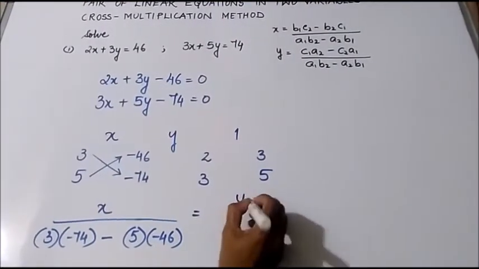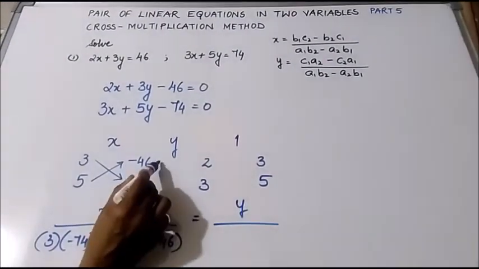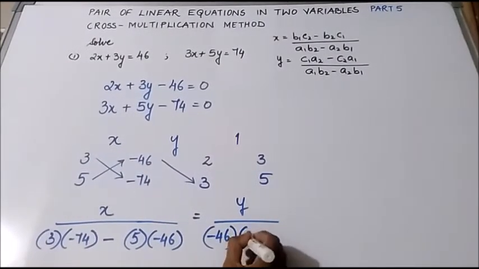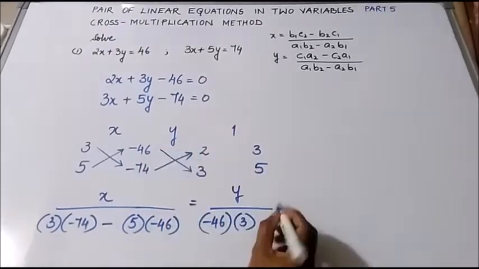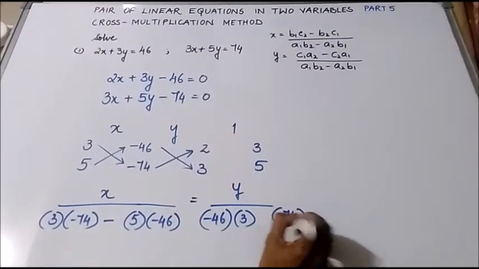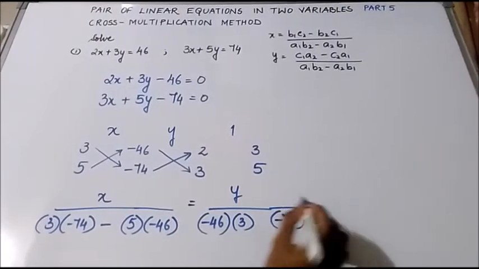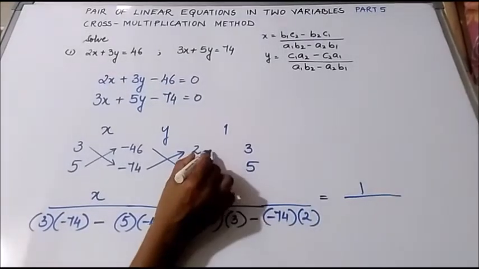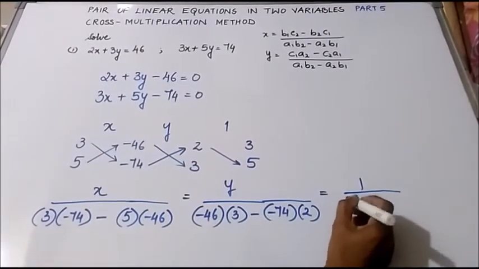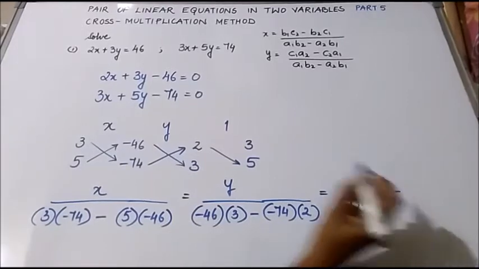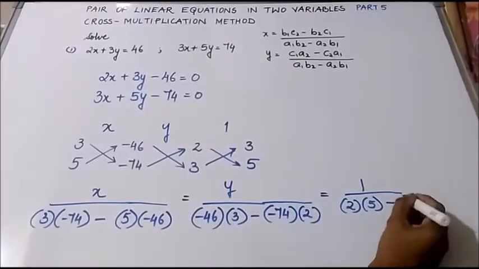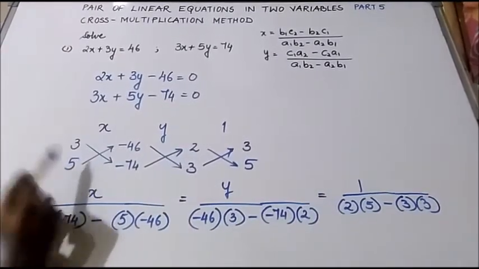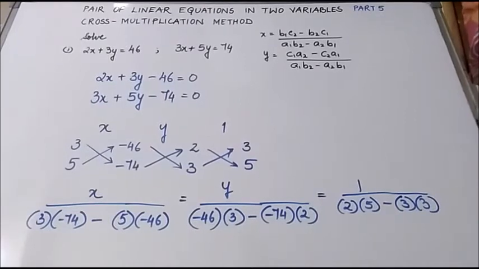Next you write here y, multiply in the same manner. First in this direction, that is minus 46 into 3. Then in this direction, minus 74 into 2. And the sign in between them will be minus, is equal to 1. It goes the same way. 2 into 5 minus 3 into 3. Now, as you can see, this is why this method is known as cross multiplication method.